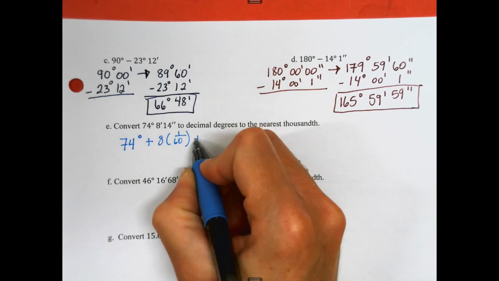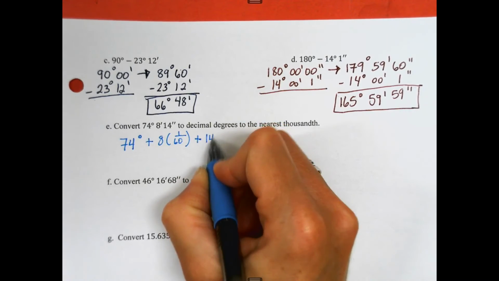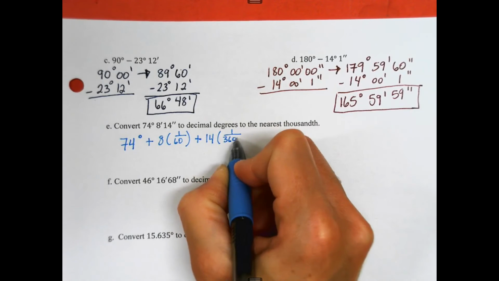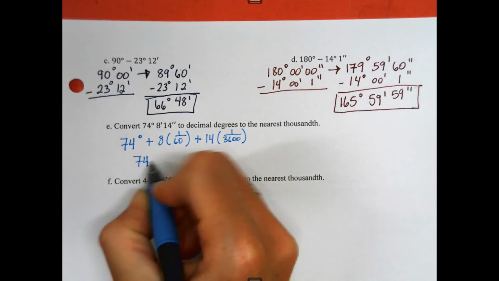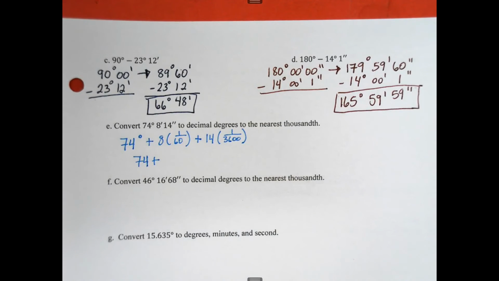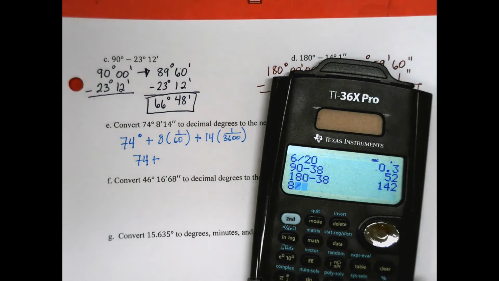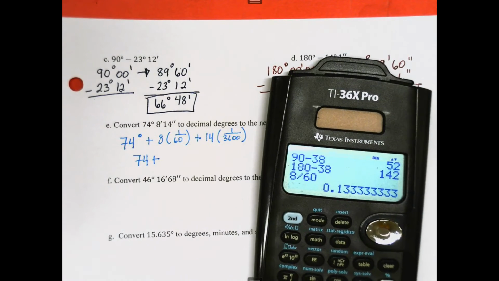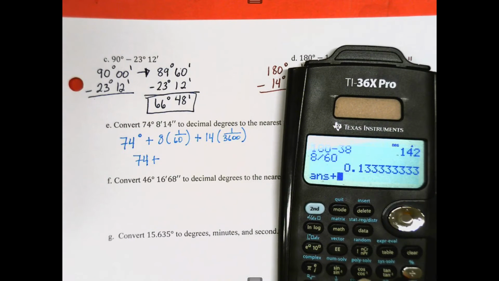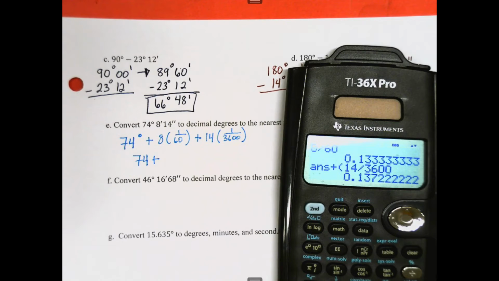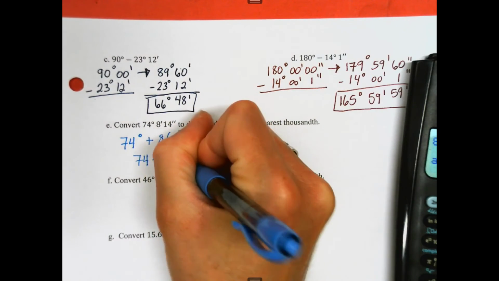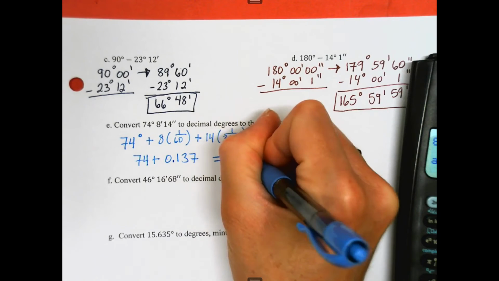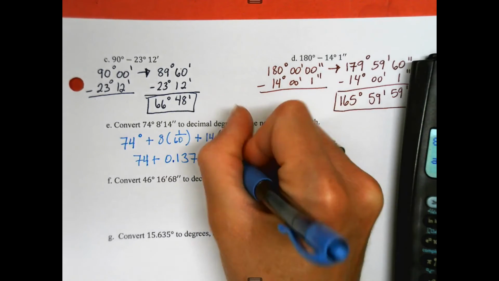So we're going to add 14 times 1/3600th. And we end up with 74 plus 8 divided by 60 gives us 1.13333. We're going to add that to 14 divided by 3,600, and we end up with 0.137. I'm going to round to 3 decimal places, so it's 74 plus 0.137, and we end up with 74.137 degrees.